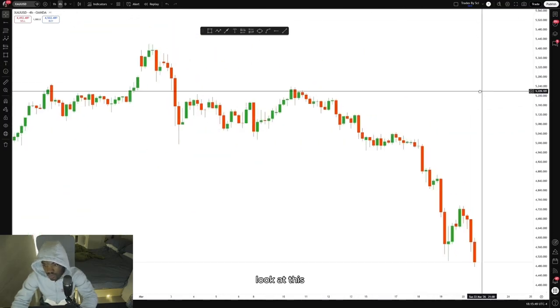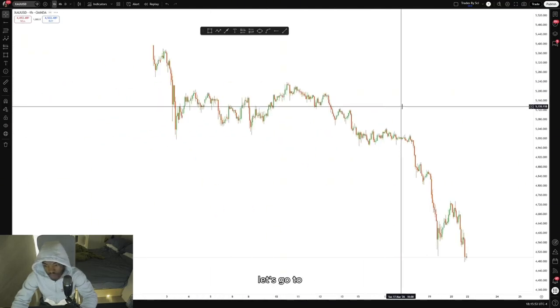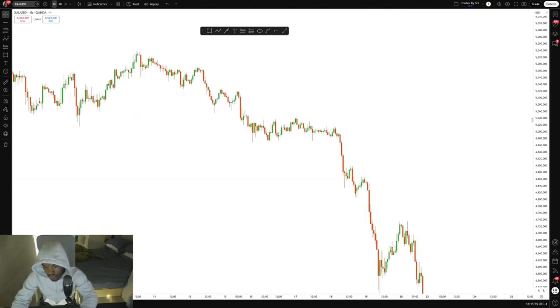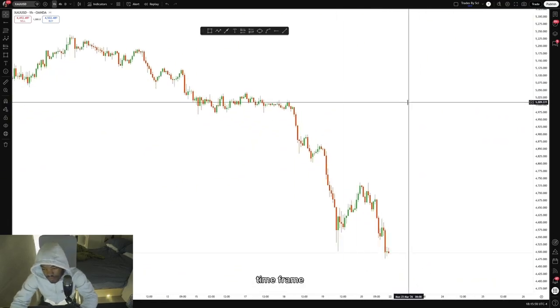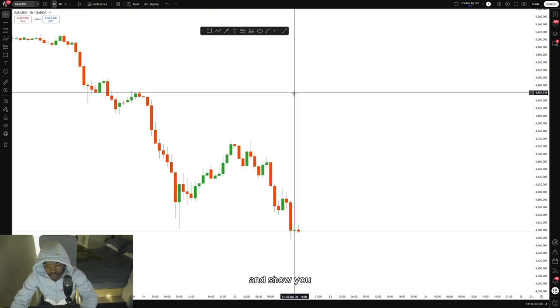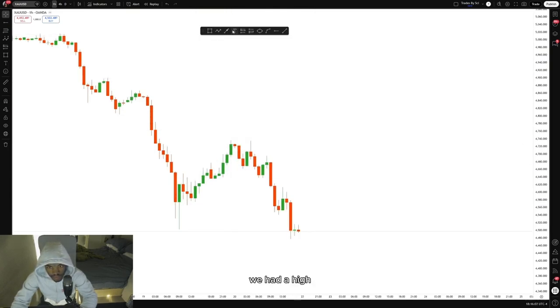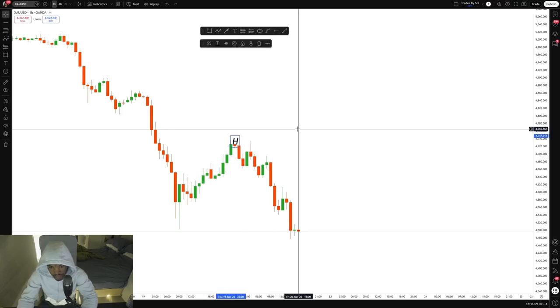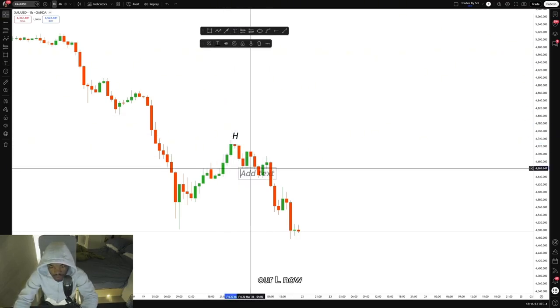So I want you to look at this. I want you to look at this chart. Matter of fact, let's go to this time frame, the 1 hour time frame. All right, so as we're seeing this 1 hour time frame, we can see even over here, we can just do here and show you. As you can see, price was pulling up and we had a high. So this is our H. As we have our H, we also ended up making our L.